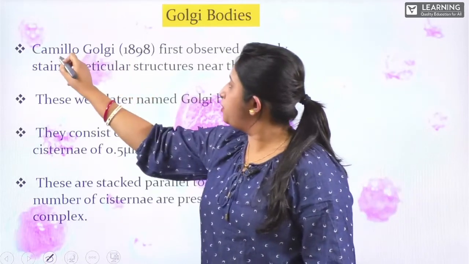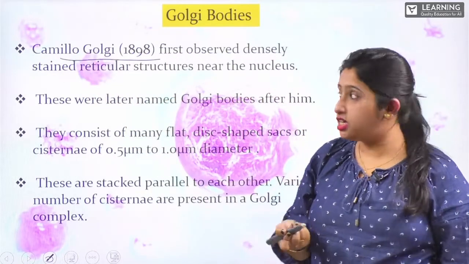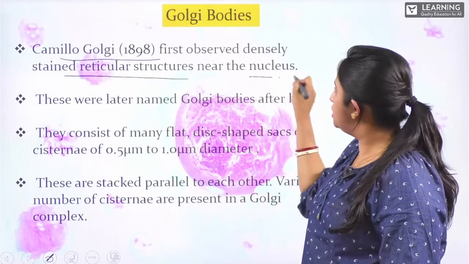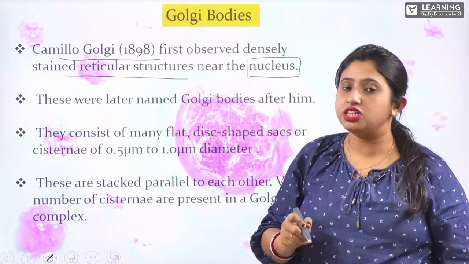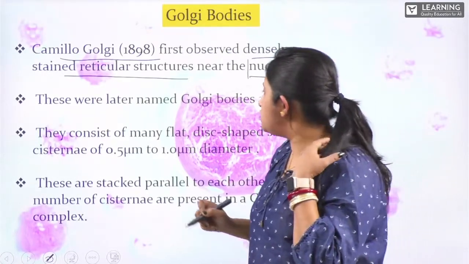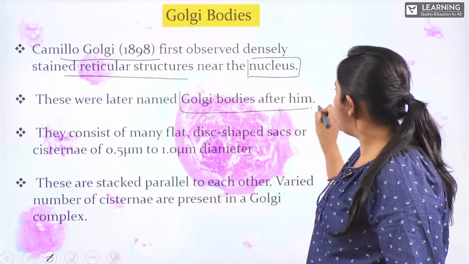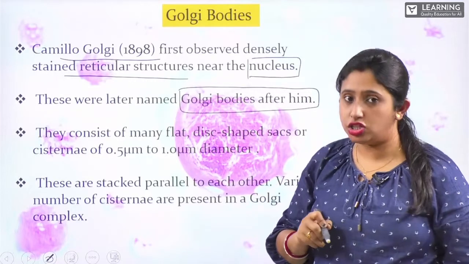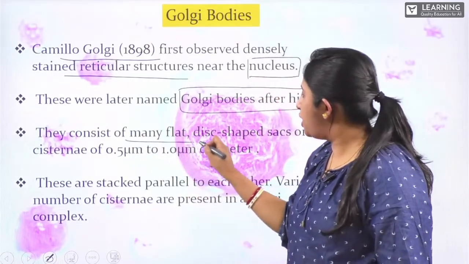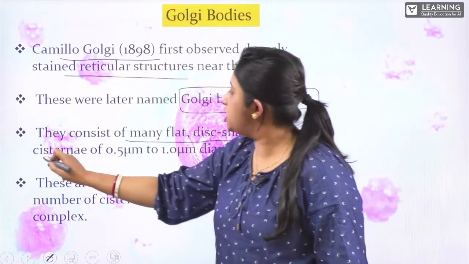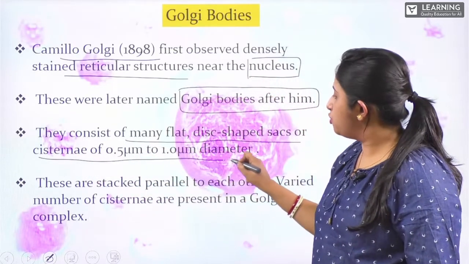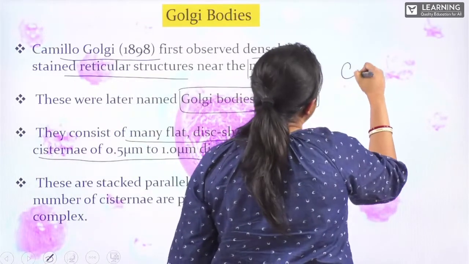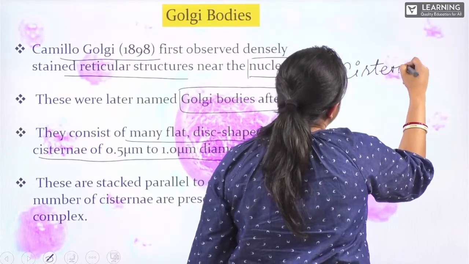It was first discovered by Camillo Golgi in the year 1898, as you know. It is a densely stained reticular structure near the nucleus. These were later named Golgi bodies after him, after the name of the scientist. They consist of many flat disc-shaped sacs or cisternae of 0.5 micrometer to 1 micrometer diameter. So what do they consist of? They consist of cisternae.